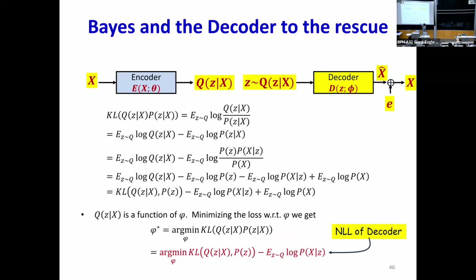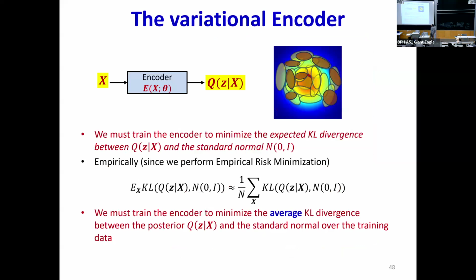So now that leaves us with the second term. Let's look at the second term. In fact, this expectation over x is basically you're taking the average over all the training data of the KL divergence between Q of z given x and the standard Gaussian.